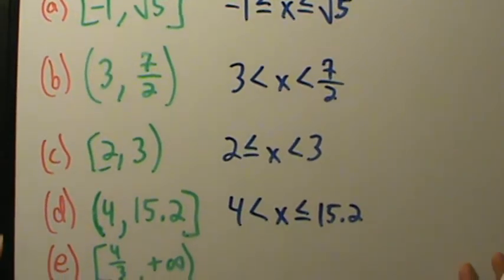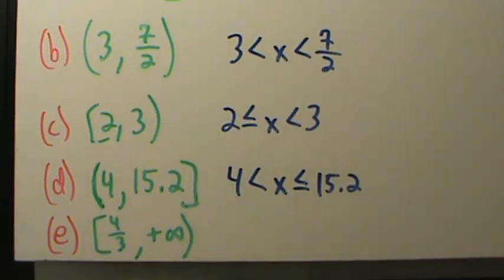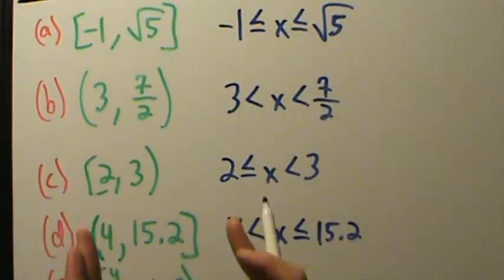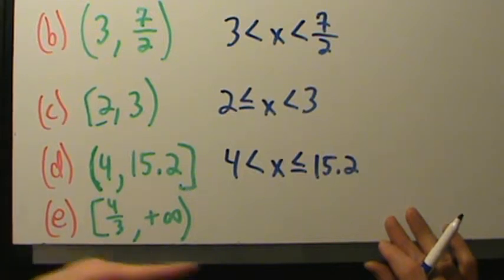Okay, now part E, 4/3 up to positive infinity. So this is an infinite interval, right? Because it goes all the way up to positive infinity. So these first 4 were finite because they were bounded by numbers on both sides. But here, this is everything from 4/3 all the way up to positive infinity.